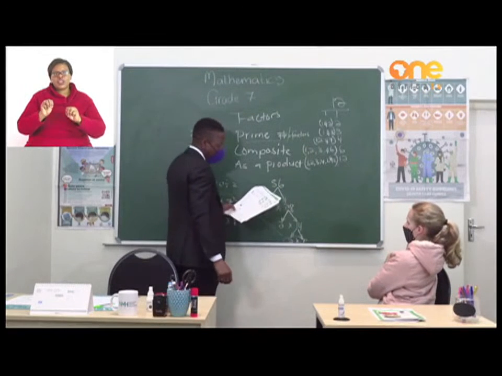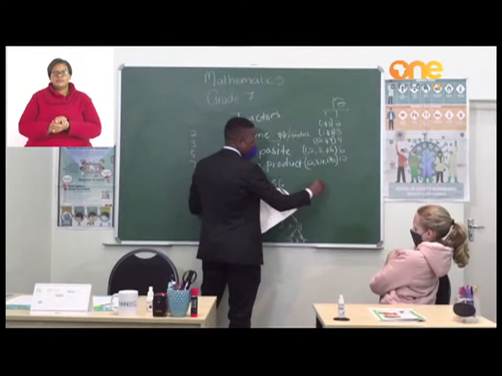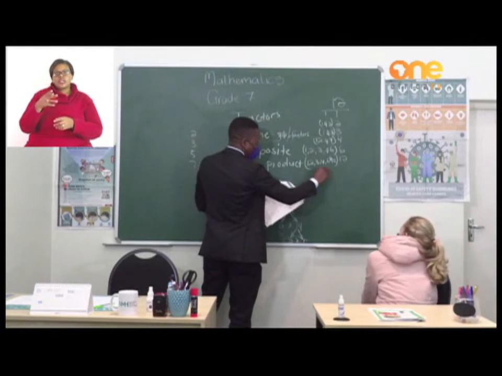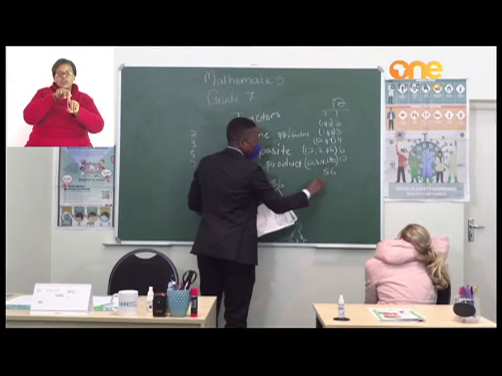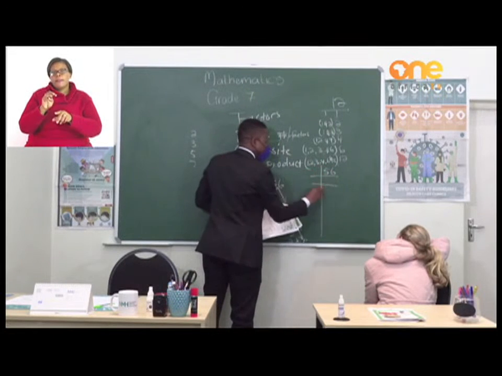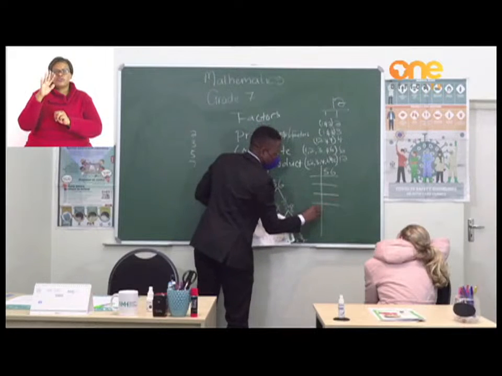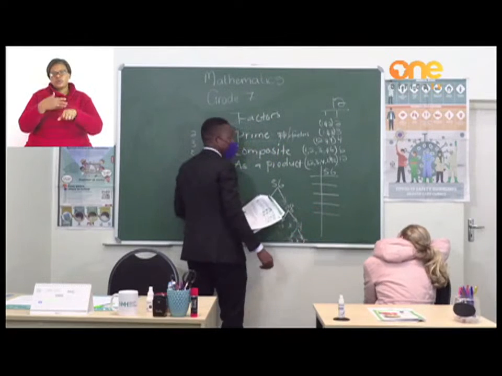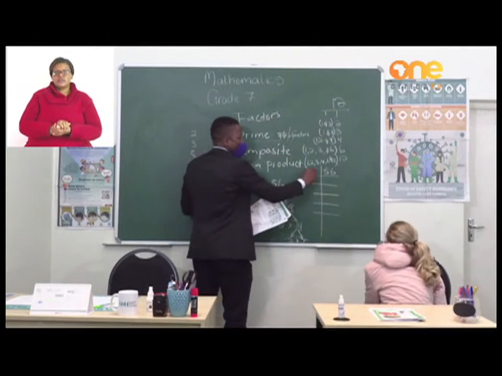Another method is the ladder method, whereby we have 56. Here, we must halve 56, or we must divide 56 by 2.